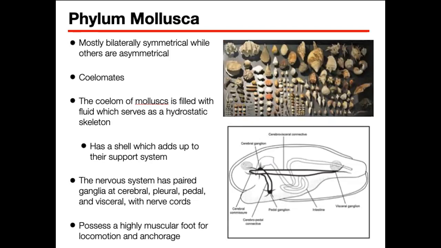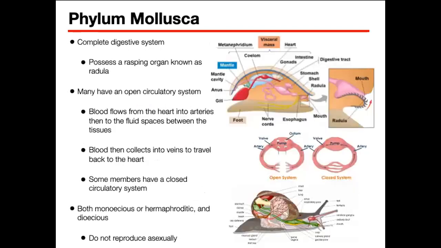And in terms of their nervous system, it is also very advanced. They have nerve ganglia at the anterior end, composed of the cerebral, pleural, pedal, and visceral ganglia with nerve cords. And they have a highly muscular foot for both locomotion and anchorage. In terms of the digestive system, it is also complete. When we say complete, what does that mean again? You have a well-defined mouth and anal region.